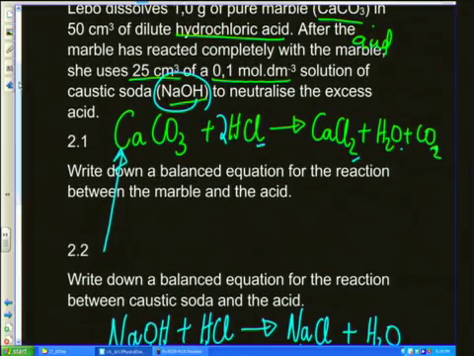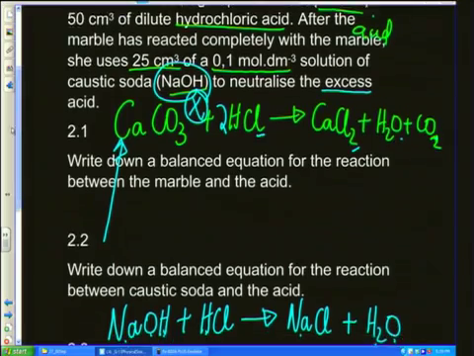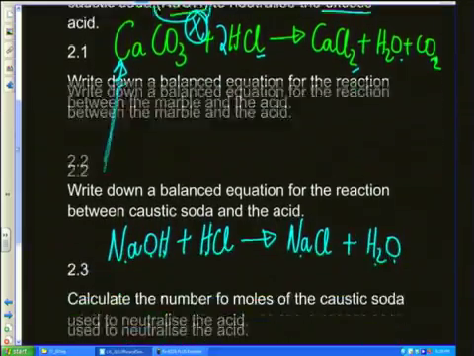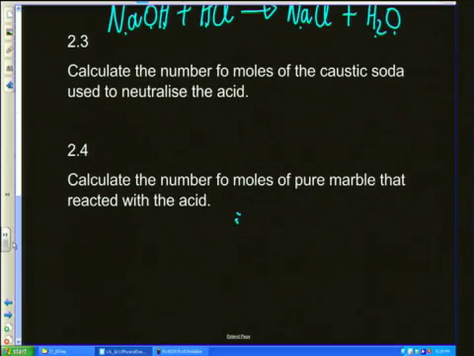The solution of caustic soda that was there is 0.1 mole per cubic decimeter. And then what is in excess is the acid. It means the whole of the sodium hydroxide has been consumed. So if I am to calculate the number of moles, I would use the equation that says concentration is number of moles over volume.